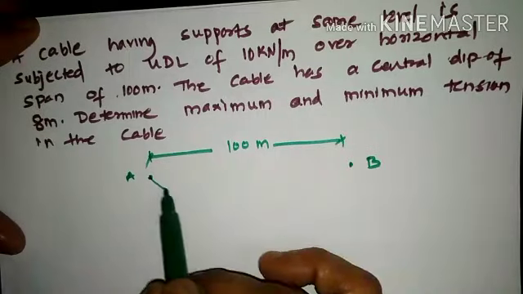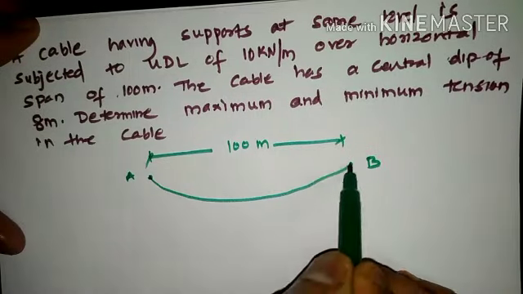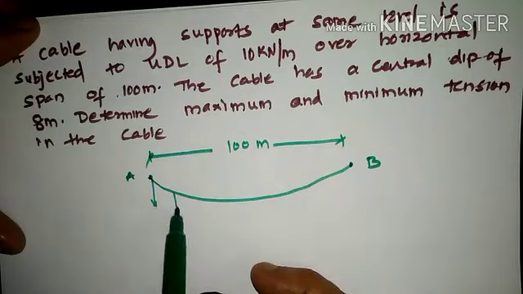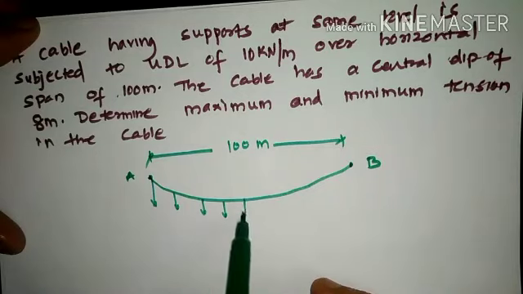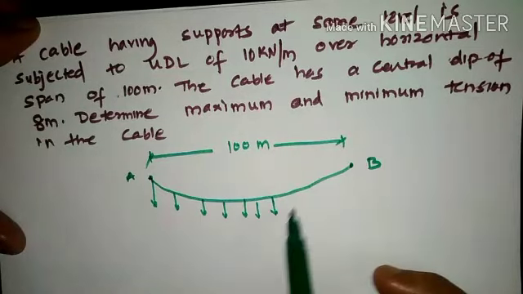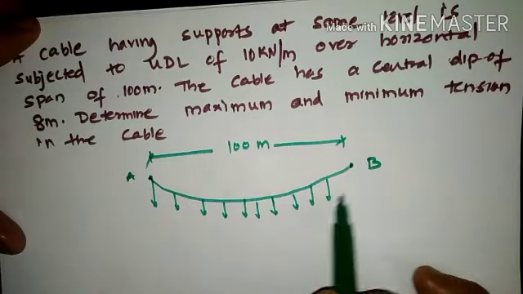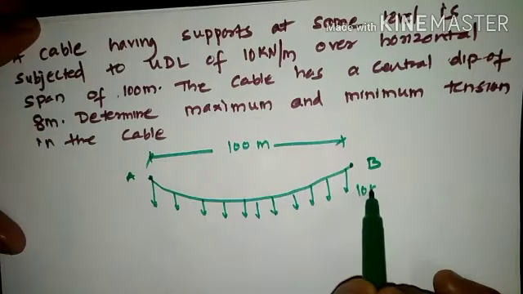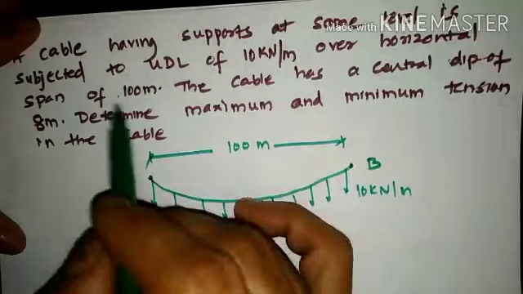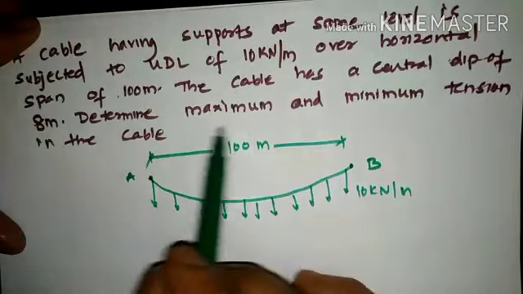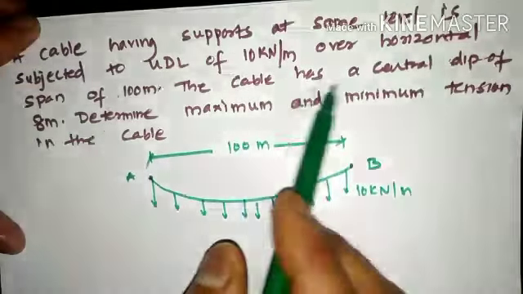As it has been subjected to a load of 10 kN per meter, it will move in the downward direction, and the magnitude of this UDL is 10 kN per meter. So that is the statement of the problem that has been mentioned. Up till here it has been covered. Then the cable has a central dip.